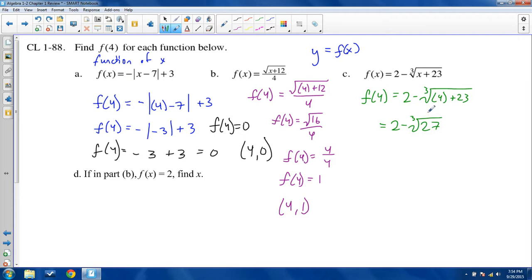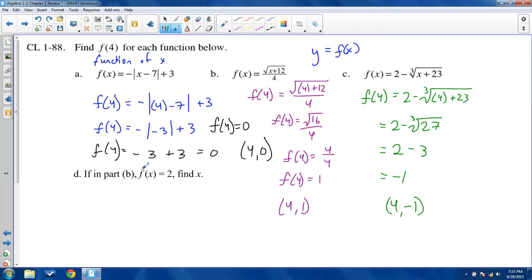1 times 1 times 1 is 1. 2 times 2 times 2 is 8. 3 times 3 times 3 is 27. Right? 3 times 3 is 9. 9 times 3 is 27. So that's 2 minus 3, and that's negative 1. So there's a point on this function that's 4, negative 1.